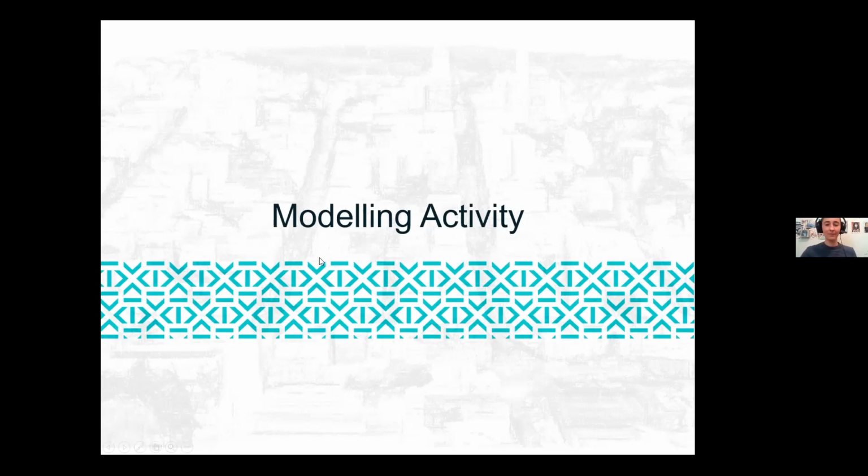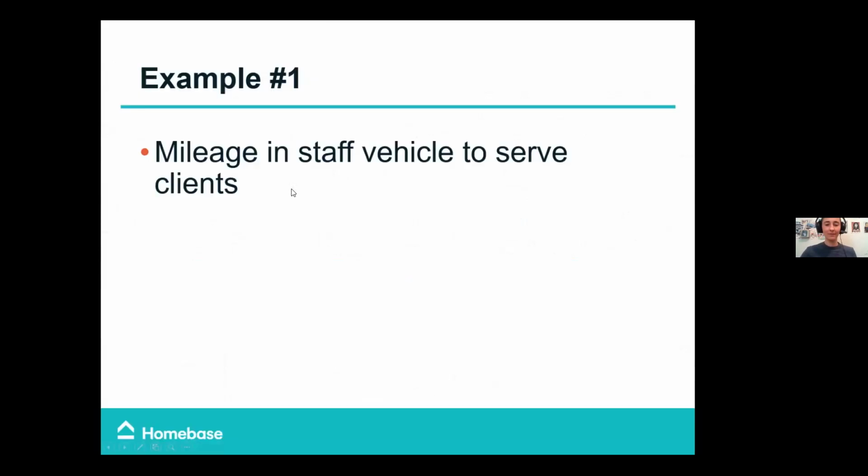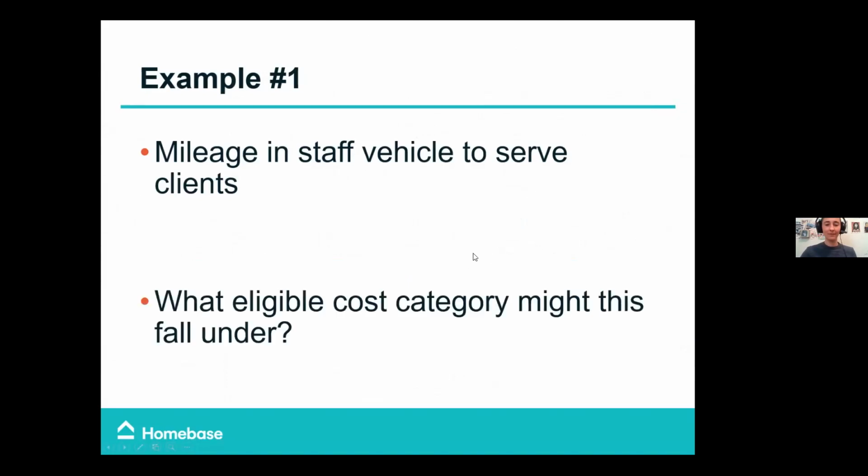Thanks, Eli. So now you're back working on your program and you're not sure if one of your costs is eligible or not. We're going to walk through the slide deck that we've been covering just to help model how you can use the slide deck to help match budget line items with eligible cost categories. Next slide, please. So your first cost is mileage in a staff vehicle to serve clients. And we ask ourselves, what eligible cost category might this fall under?